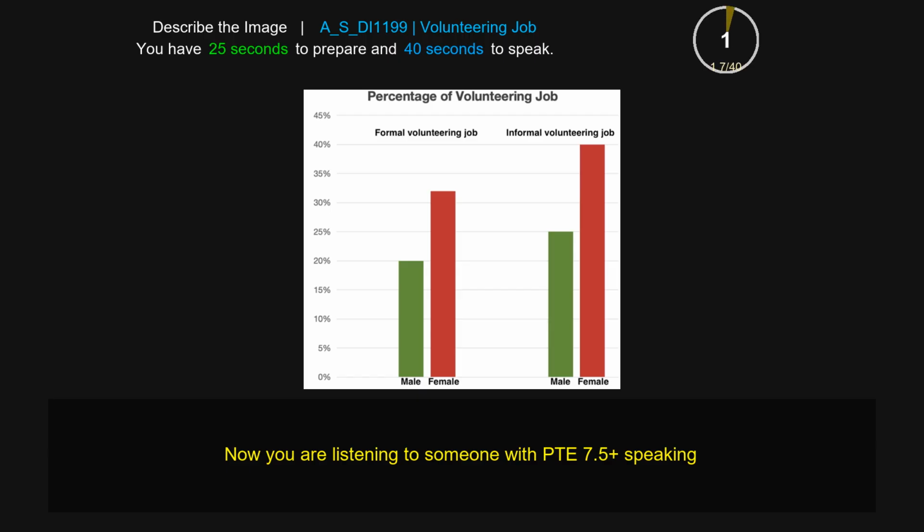Here the picture shows a colorful graph of the percentage of volunteering jobs. We can find two colors on the graph which indicate male and female. The green color indicates male and the red color indicates female. We can find the percentage of 0% to 45%. Here, the graph shows the information by percentage of formal volunteering jobs and informal volunteering jobs. You can find male as 20% and female up to 30%. And on the other side, you can find male as 25% and the female as 40%.